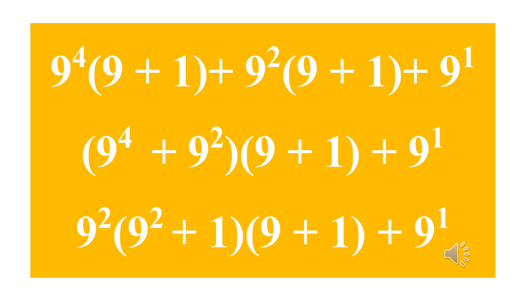Then if we factor out 9 raised to power 2 from 9 raised to power 4 plus 9 raised to power 2, we have 9 raised to power 2 into bracket 9 raised to power 2 plus 1, that is 9 raised to power 2 in 9 raised to power 4 is 9 raised to power 2. Then plus 9 raised to power 2 in 9 raised to power 2 is 1, that's that plus 1 there. Then into bracket, then 9 plus 1 also into bracket, then plus 9 raised to power 1.